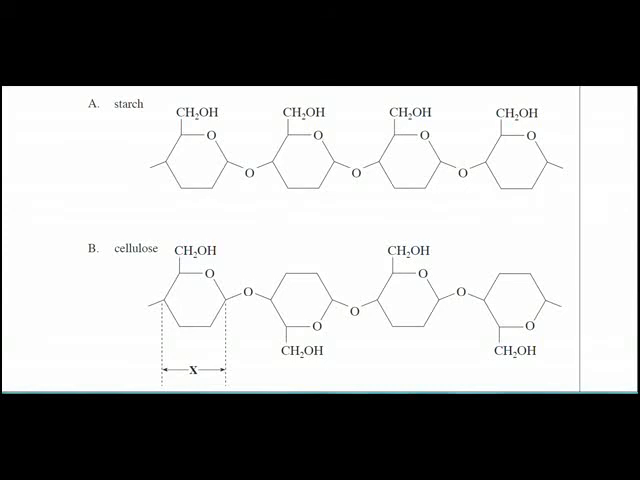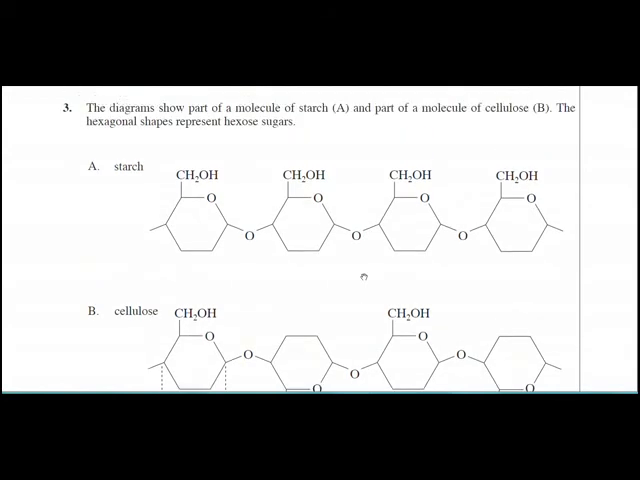Hello again, and welcome back to the January 2009 BY1 paper. We're on to question number 3 now.